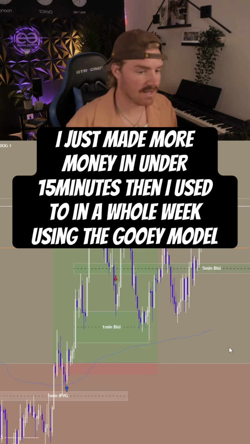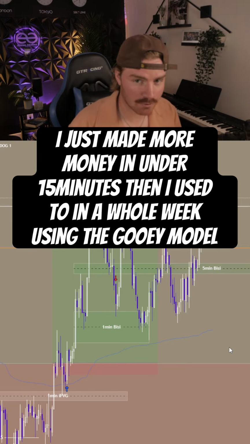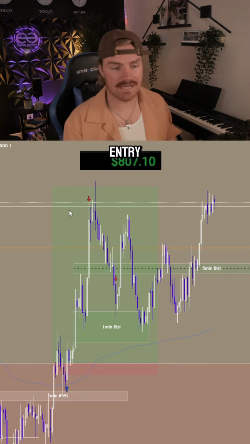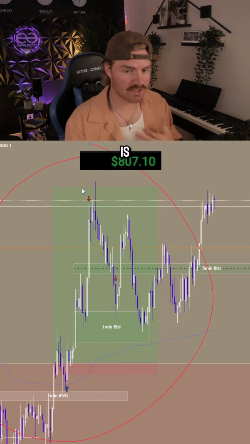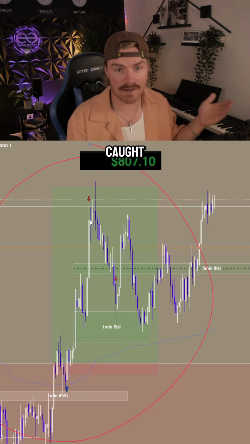I just made more money in under 15 minutes than I used to in an entire week of working at my old job, and I did this at 7 p.m. using this one concept. And the entry model I used was the gooey model, which is my ICT entry model, and right now I just want to teach you exactly how I caught this trade.